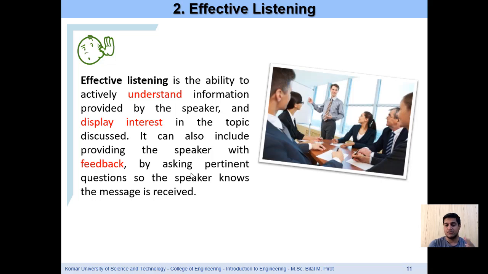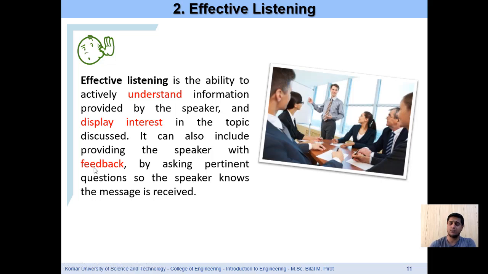If you are listening to something but you don't understand, it means you are not listening. So effective listening means you are understanding what others are saying. So understanding is the first point. Displaying interest. So you should display your interest while you are listening to someone. And also providing feedback to the speaker.